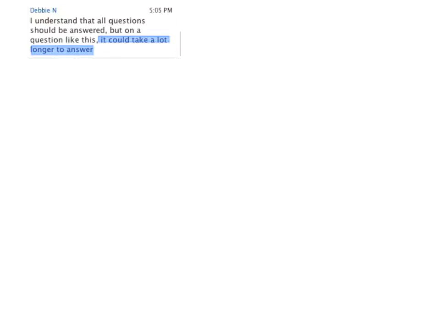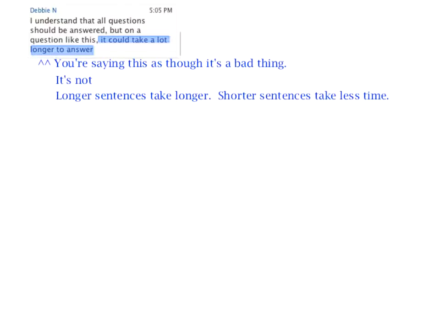You're saying this as though it's a bad thing. It's not. I mean, longer sentences take longer. Shorter sentences take less time. It's just the law of averages, right?